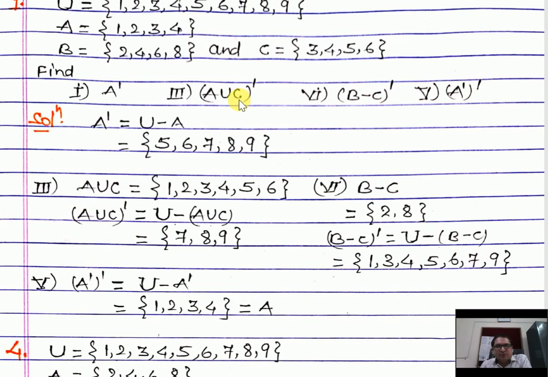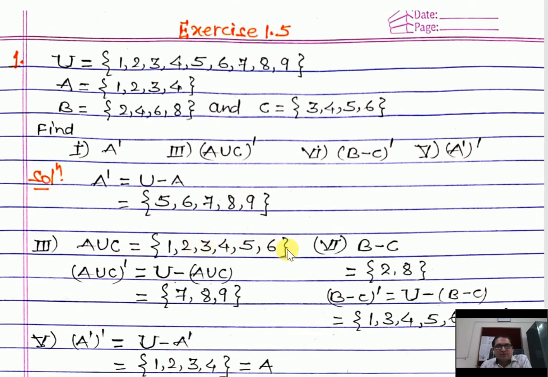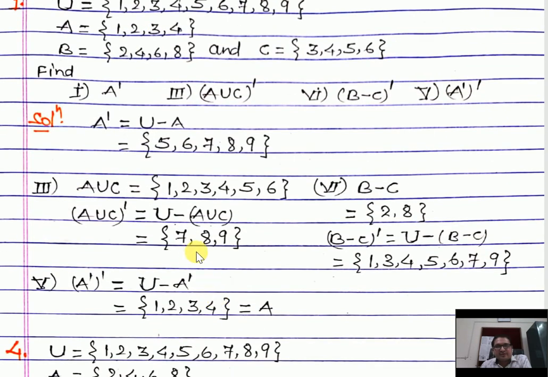Now the complement of A union C. So first you find A union C. A union C equals 1, 2, 3, 4, 5, 6. Now the complement of this will be U minus A union C. Means all these elements you have to remove from the universal set. Remove 1, 2, 3, 4, 5, 6, then you will get 7, 8, 9. That will be the complement.